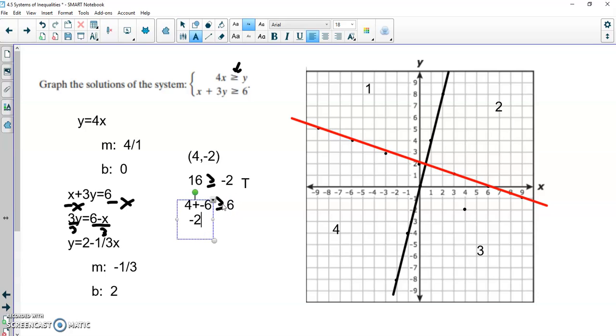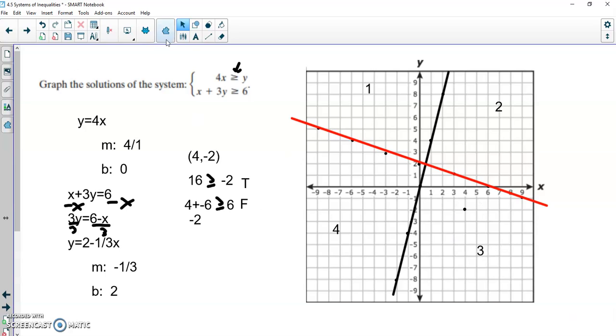Is -2 greater than or equal to 6? Unfortunately, no, that is not true. That is a false statement. So I know region 3 is not where I'm going to shade.